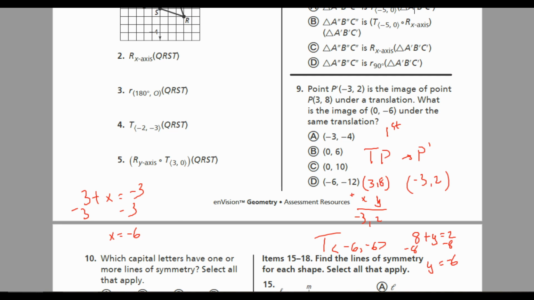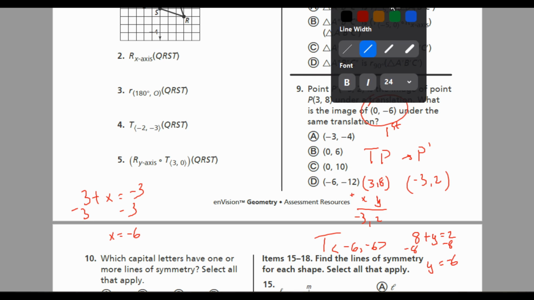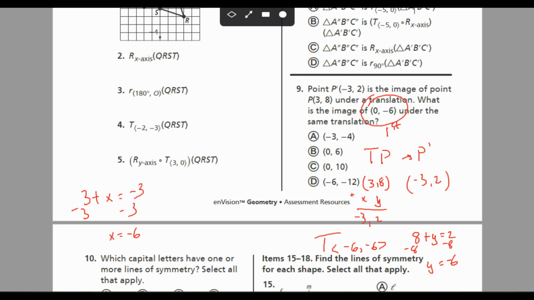But that's not my answer, right? That's just the translation that we have to apply to this. So let's read the question before we do that. This is a reading test for this one, by far. What is the image of 0, -6?